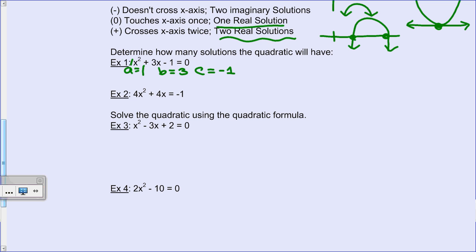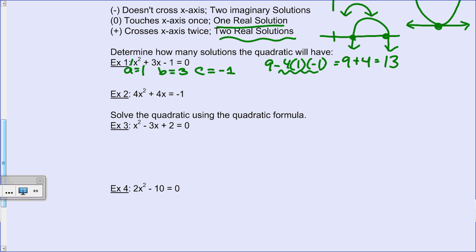So what is b squared? 9 minus 4 times 1 times -1. Do your multiplication first. A negative times a negative will become a positive. So this is 9 plus 4, which is 13. Now, it will ask how many solutions.